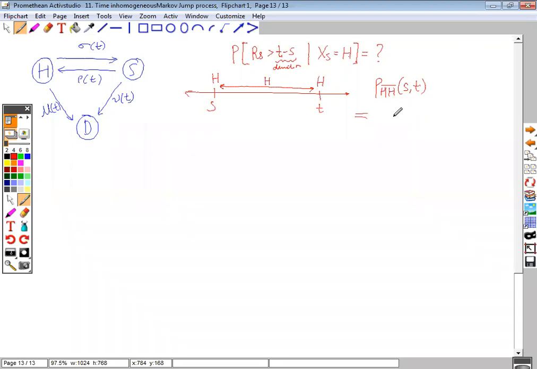Will it be e raised to minus integration from s to t of lambda I of t dt? Yes, or u du. You cannot use t because you have t here in the limits. Okay, so what is this I for here?